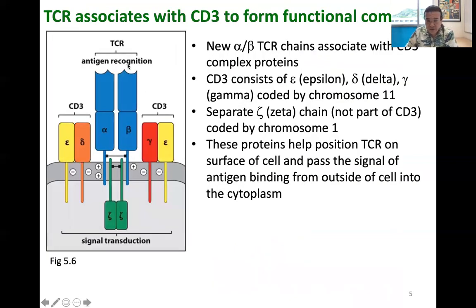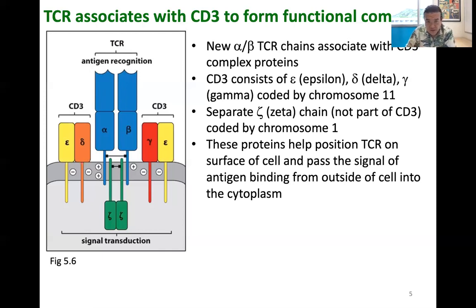So the T cell receptor, when it's made and completed and on the surface of the T cell, would be like this. The blue chains here are the alpha and beta that were made by VDJ recombination, and now the T cell is making this central T cell receptor. But these two chains don't function by themselves.